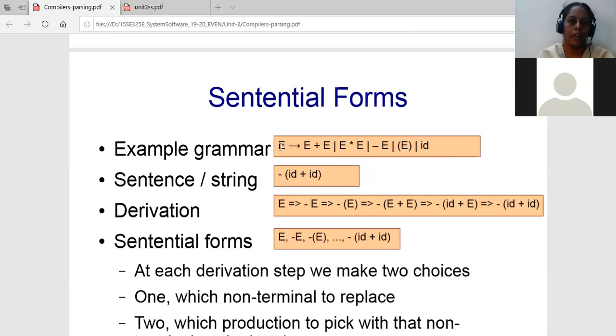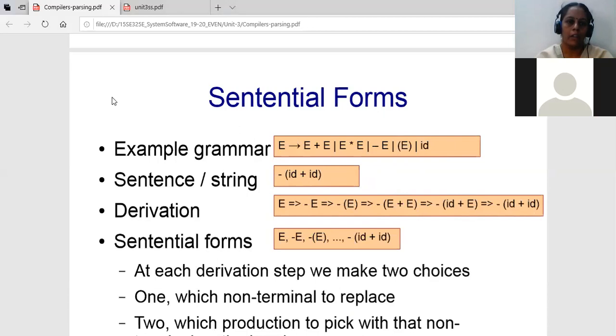E can be replaced with minus E. Minus E can be replaced with the bracket. Okay? Minus of bracket E. Then that is going to be replaced with E plus E. Okay? Then further E will be replaced with your identifier, left and then right. Okay? So this is a sentential form.